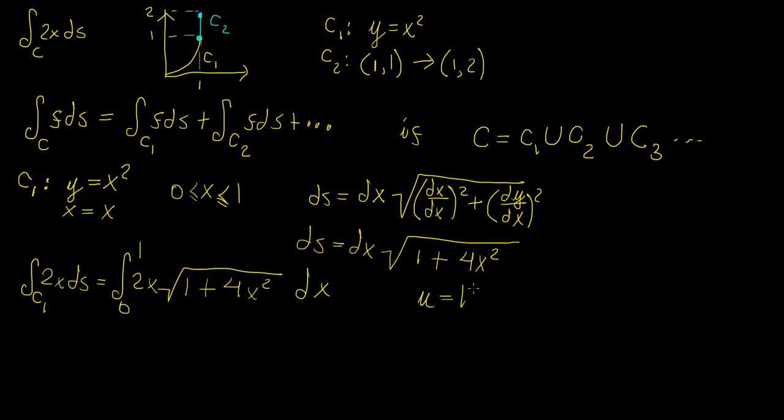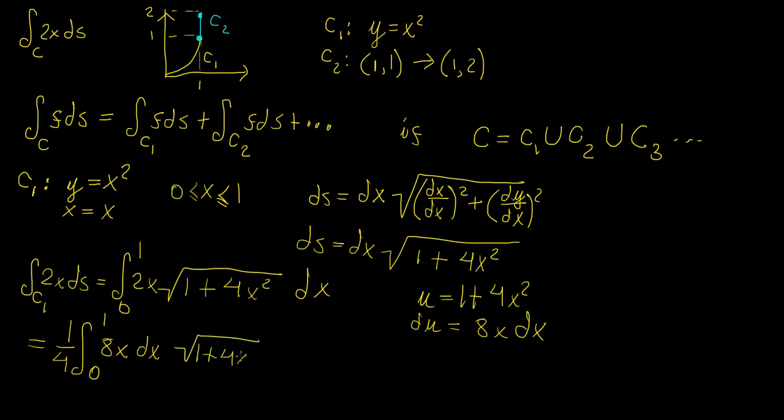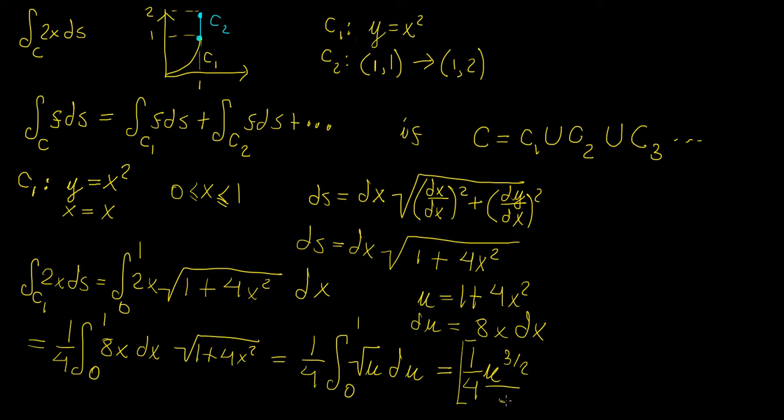So let u equal 1 plus 4x squared, such that du becomes 8x times dx. So that means that if we multiply this by 4, so let's just do it here. Let's divide by 4 outside, multiply this by 4, so it becomes 8x dx, and then we have the square root of 1 plus 4x squared. So this is going to become the following. We're going to have square root of u times du. And now if we integrate this, this becomes 1 over 4. This becomes u to the power 3 on 2, and then divided by 3 on 2. So the 2 is going to come to the top there.